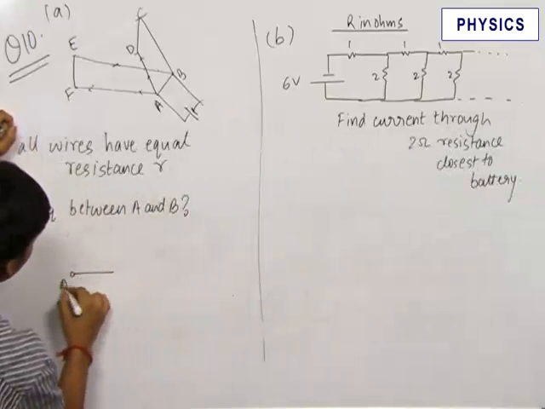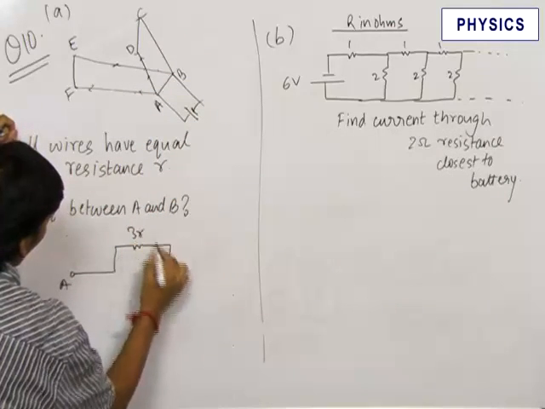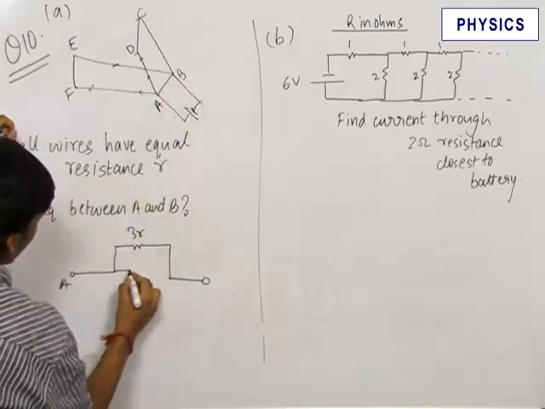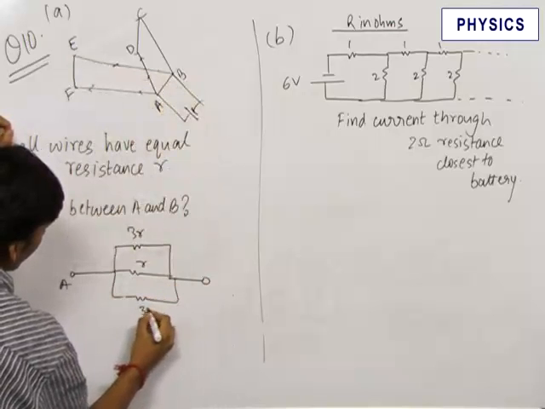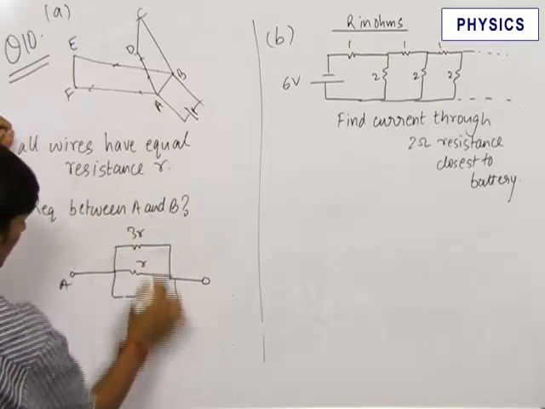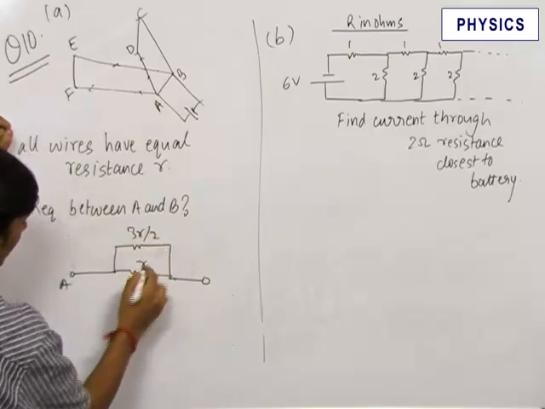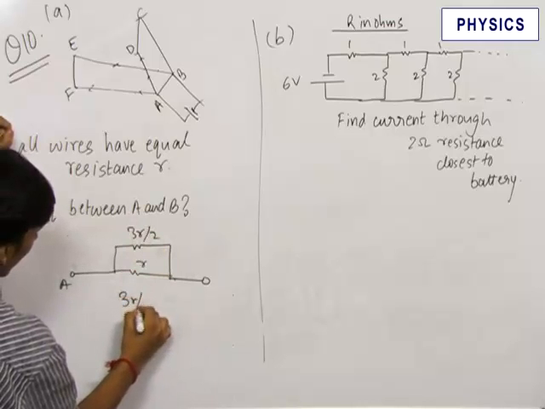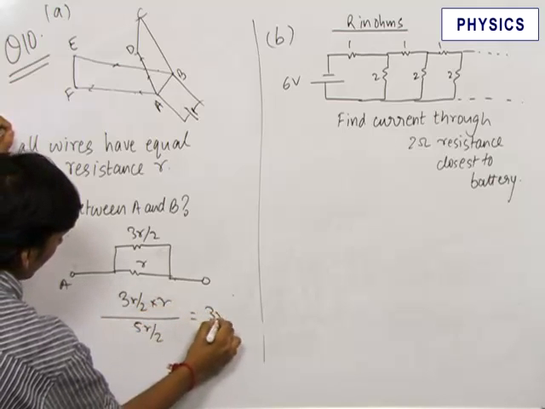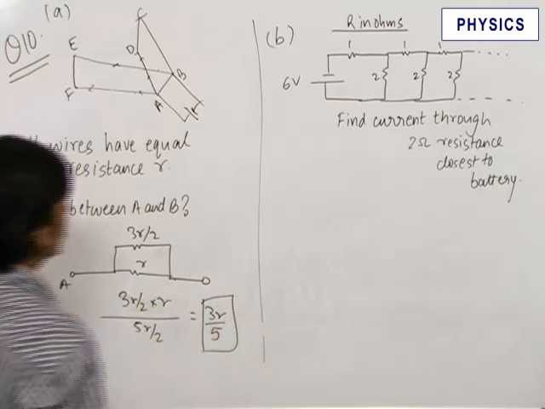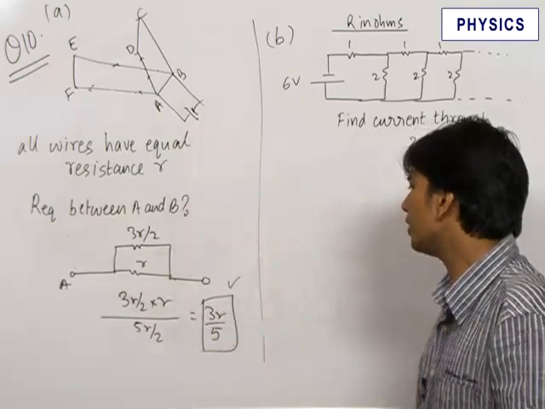The figure now can be written as this resistance become equal to 3R. This resistance is R and this resistance is again 3R. So the equivalent resistance becomes equal to 3R and 3R become equal to 3R by 2. And we have 3R by 2 and R in parallel. Therefore it becomes 3R by 2 into R upon 5R by 2. That is equal to 3R upon 5. So our answer for the R equivalent in the first part comes out to be equal to 3R upon 5.